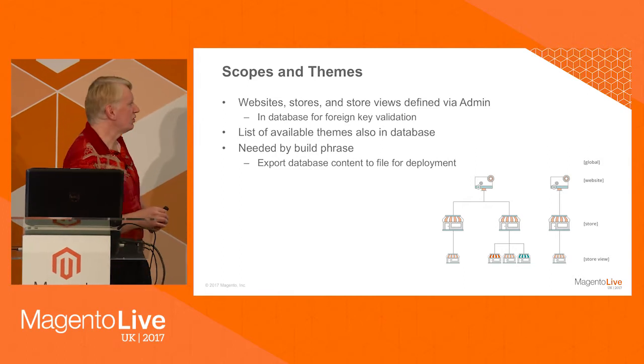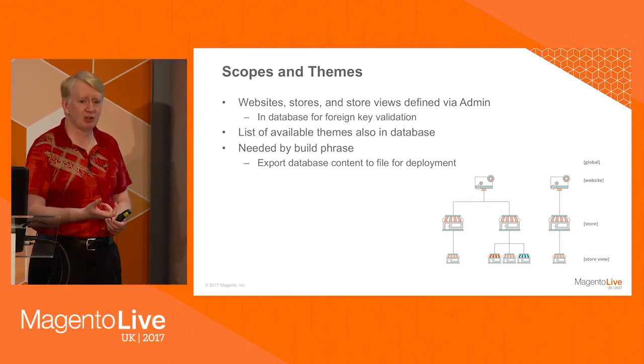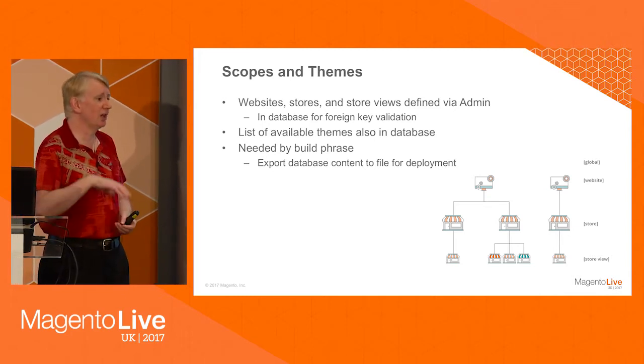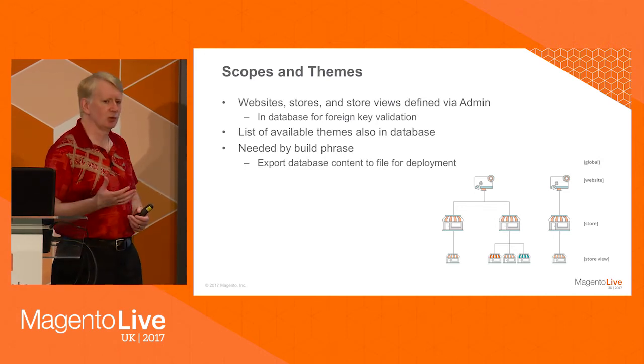So the other one was scopes and themes, which we talked about before. They need to be in the database because we actually use them in the database for things like foreign key validation. So that's why they were there in the first place. But the change we've got now is to say, well, I want them under source code control. If I want to create a new locale, we actually want to know that during the build process.